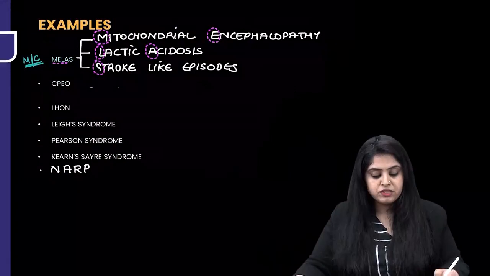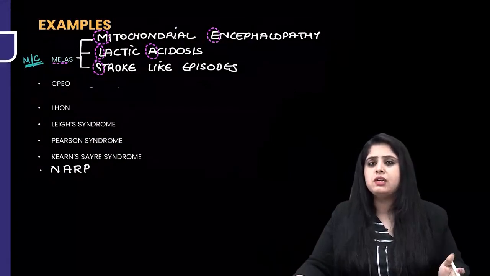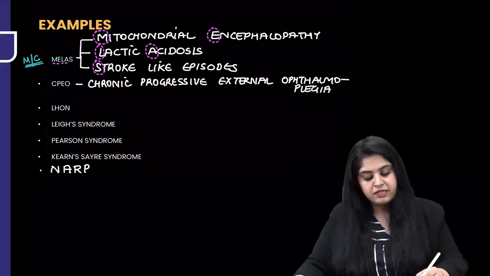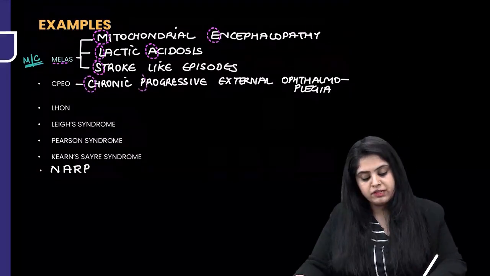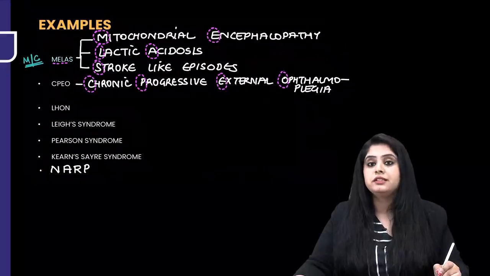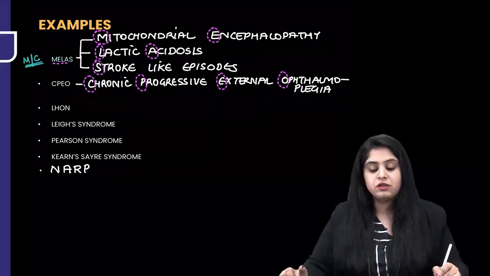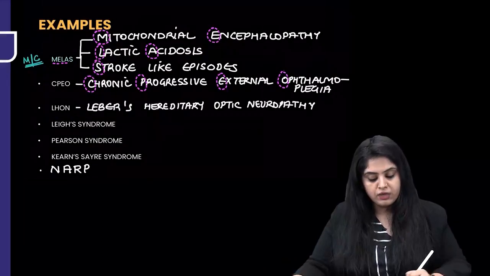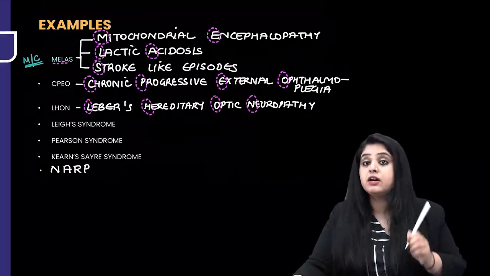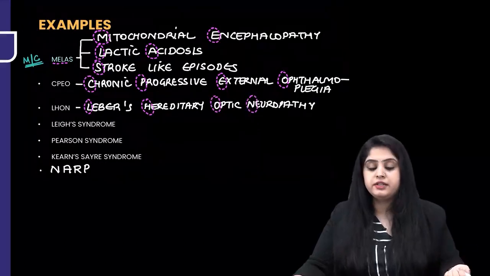Coming to the next, all the short forms, CPEO, LHON, NARP, all these come under it. What is CPEO? CPEO stands for Chronic Progressive External Ophthalmoplegia. You will be studying this under Ophthal, of course. Then there is something called LHON. LHON stands for Leber's Hereditary Optic Neuropathy. Optic nerve, another ophthal related thing.